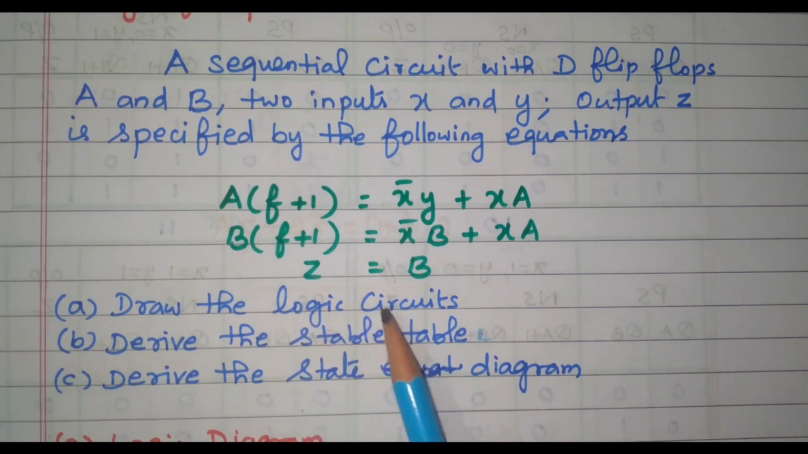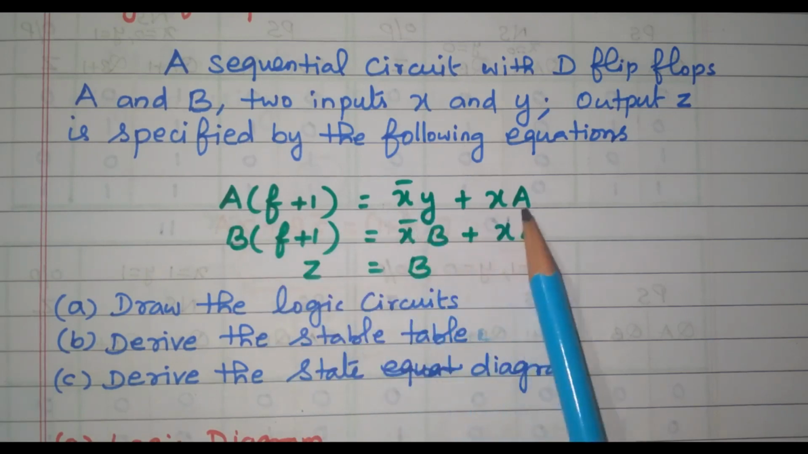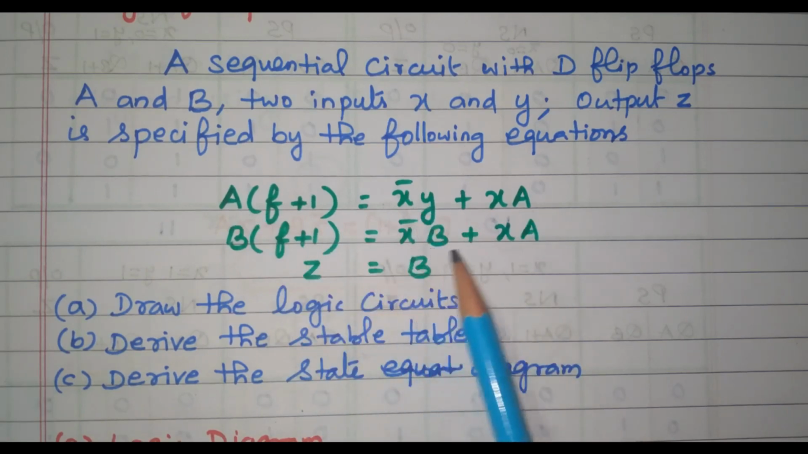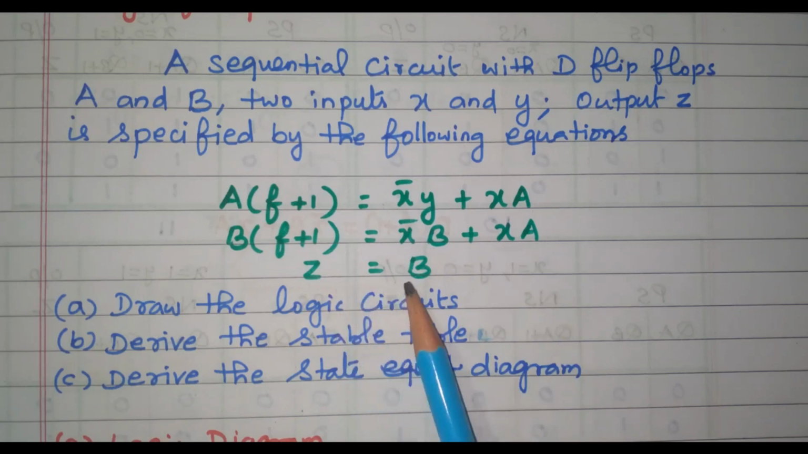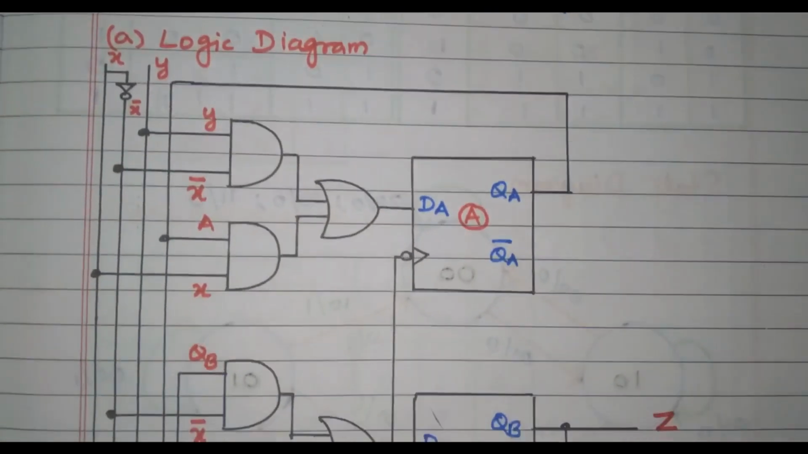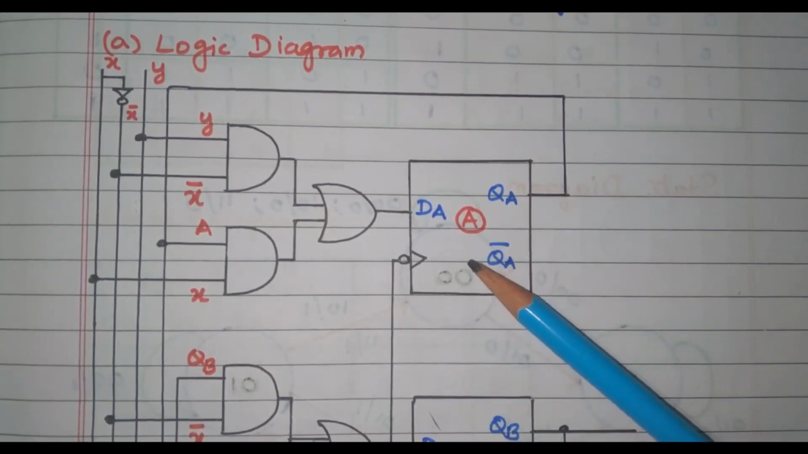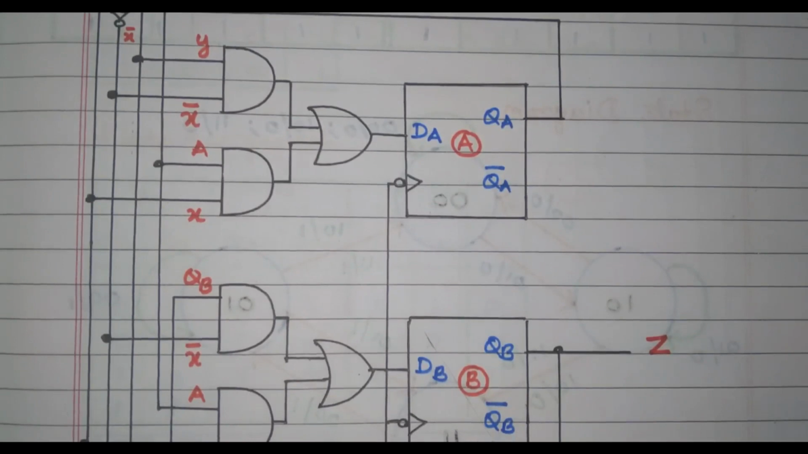The logic circuit is very easy. The A of t plus 1 is x bar y plus xA. B is x bar b plus xA. Z is b. So, based on that, we can design the logic circuit. Now, we will go to the logic circuit. So, this logic diagram is available. This is the first flip-flop A. This one is the second flip-flop B.